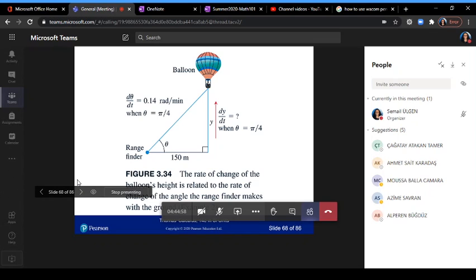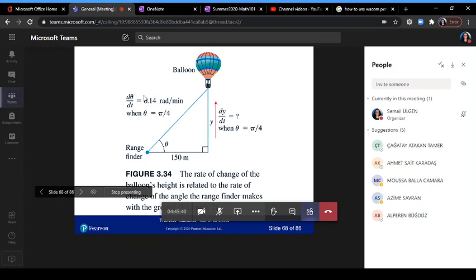For example, in this question, a balloon is flying up. There's a range finder here, which is following the balloon. According to the picture, the question is as follows. The rangefinder is here, the balloon is going up, y is the distance that it's flying up, and as it flies, this angle theta is increasing, is changing, right?